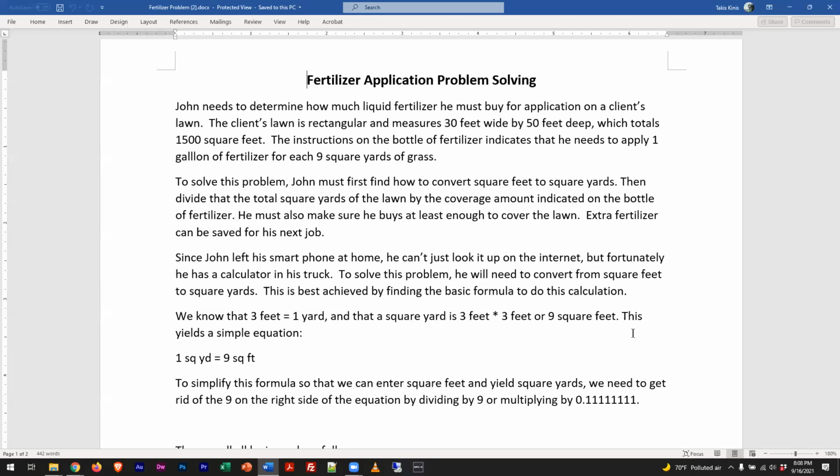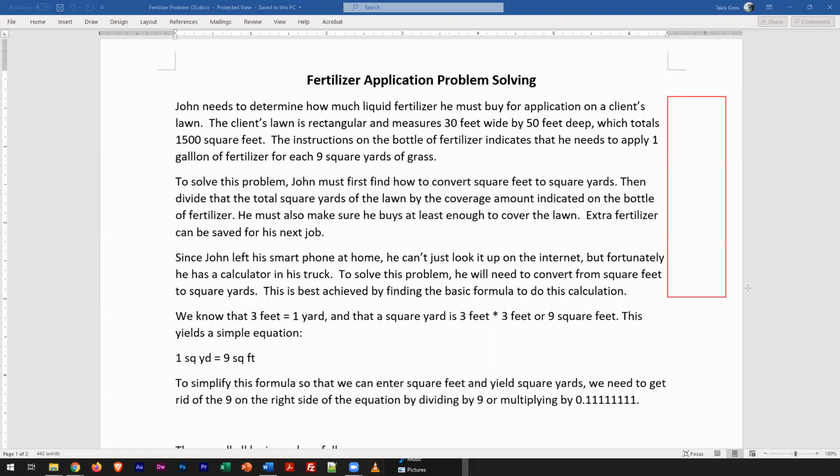Then he looks at the jug of fertilizer and it says, I need 1 gallon of fertilizer for 9 square yards of grass. Okay, so now we have a problem right away. One measurement is square feet, the other one square yards. Right. So what does that mean for us? From a problem solving standpoint, now you have to start to think about it, and you might do this, maybe this is the way your brain thinks. I might draw a picture to help me out. And as silly as that sounds, it really is pretty effective.